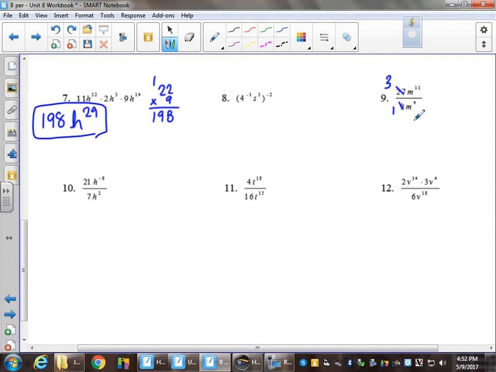Now let's talk about the m's. There's 11 of them in the numerator and 4 of them in the denominator. So all 4 of these m's will cancel with 4 of the 11. How many are left? 4 canceled out of 11. 11 minus 4 is 7. So I have 3 m to the 7th.